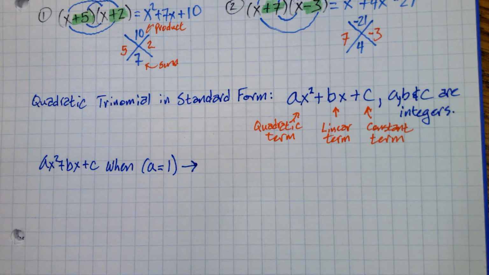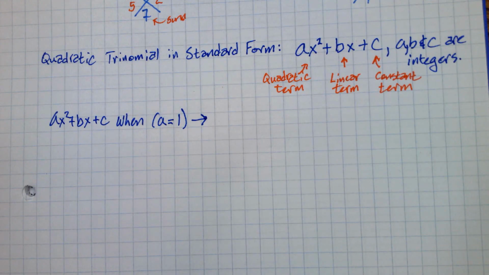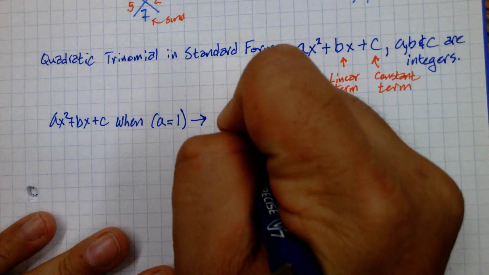So here's the thing. How could I rewrite this if a is 1? What would it look like? Just x squared, right? Put a 1, replace 1 for a. Wouldn't it just be x squared? So the typical form that it's going to look like is like this.